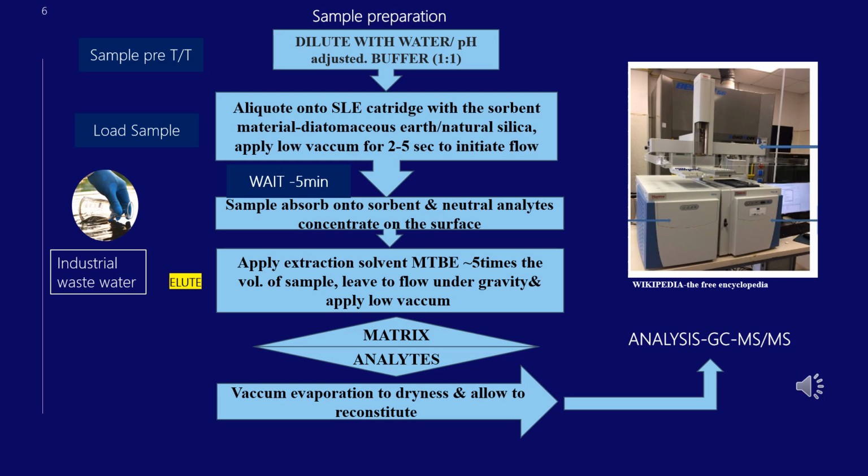Here we have the waiting period of 5 minutes. In this period, the sample gets absorbed onto the sorbent and neutral analytes concentrate on the surface. Next step is elute. Apply extraction solvent MTBE, that is methyl tert-butyl ether, approximately 5 times the volume of sample. Leave it to flow under gravity and apply low vacuum when the flow stops. Then analytes are selectively eluted off the material using immiscible organic solvents.